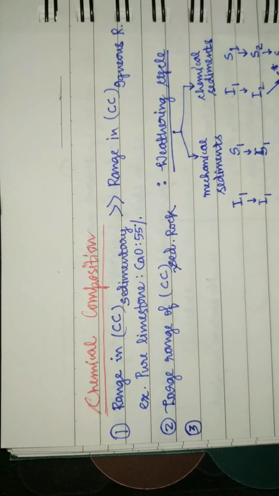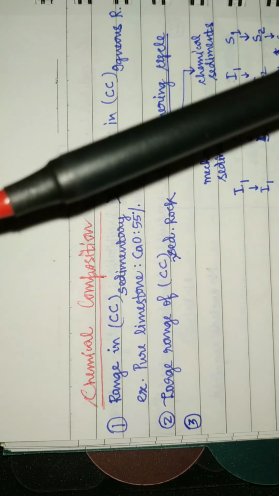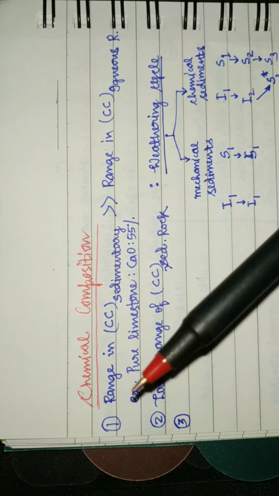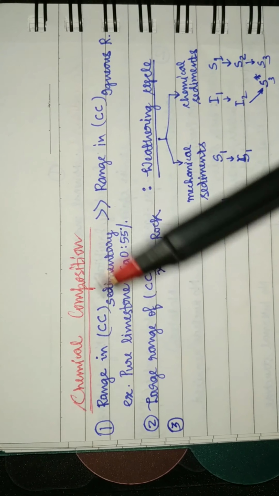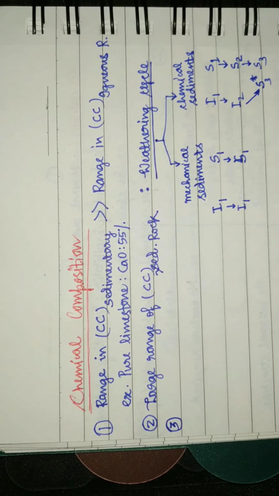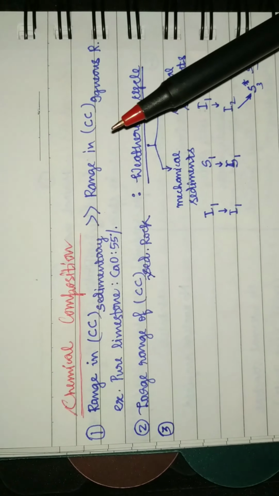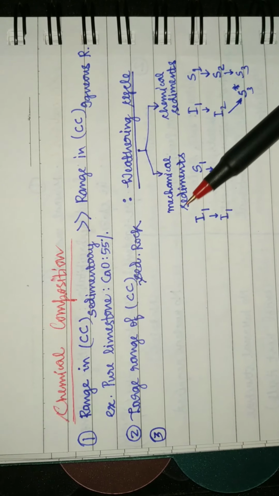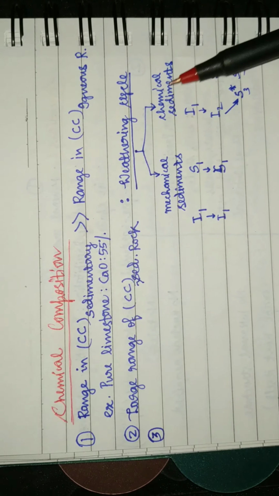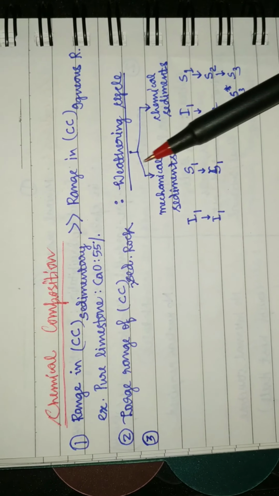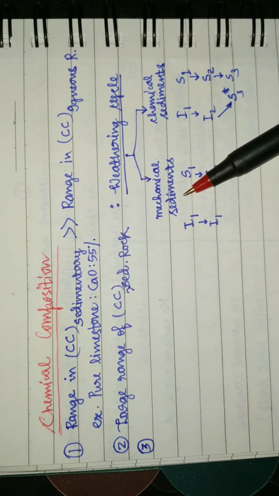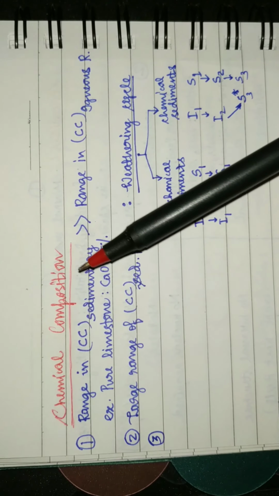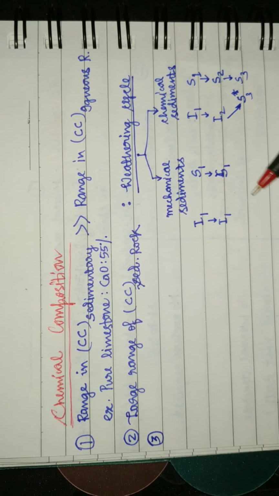Why is this so? The reason is very simple: the weathering cycle. The weathering cycle consists of both mechanical weathering and chemical weathering. The mechanical weathering produces mechanical sediments, which are compositionally the same as the parent material.